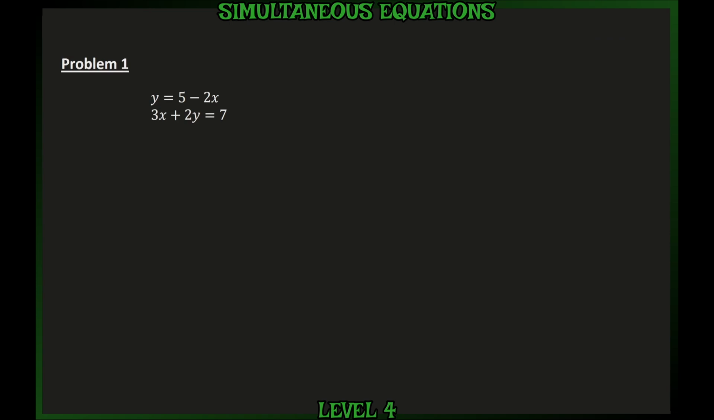In problem 1, we're solving y equals 5 minus 2x and 3x plus 2y equals 7. Since the first equation is written with y as the subject, the easiest way to solve these equations is by substitution. Because we know that y is equal to 5 minus 2x from the first equation, we can substitute it for y in the second equation.